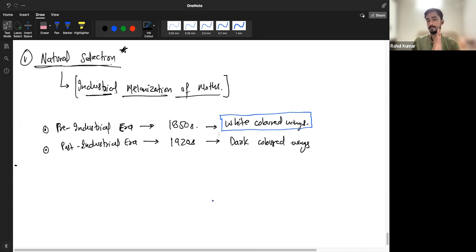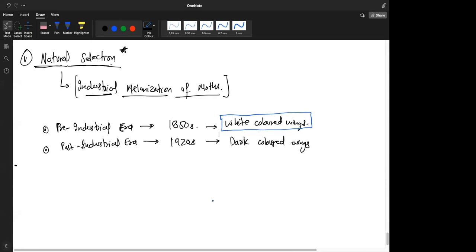You understood, everyone? And in 70 to 80 years, it was very much evident, and this reverse in the proportion of white colored moths and dark colored moths gave a promising evidence of natural selection happening in evolution. Everyone clear? Yes, sir.